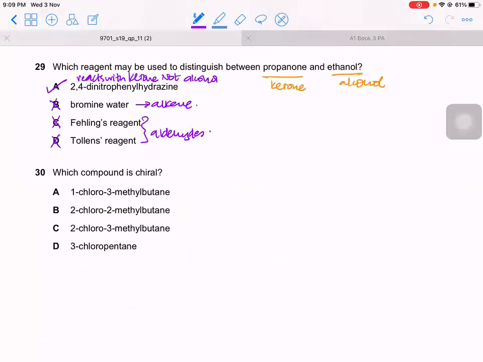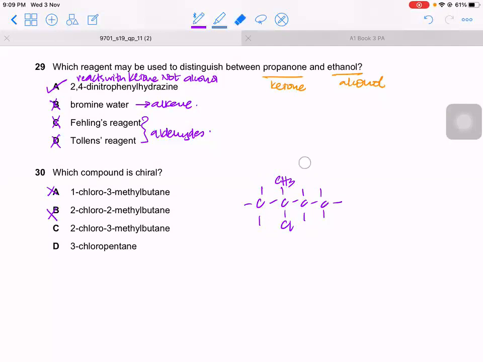Which compound is chiral? Let's see, 1-chloro-3-methyl butane. So you have 3-methyl, 1-chloro, 3-methyl butane. Let's see, is this chiral? Can this be chiral? No, because it has 2 hydrogens. Can this be chiral? No, because it has 2 CH3s. Therefore, this cannot be the answer. 2-chloro-2-methyl butane. So you have 2-chloro-2-methyl butane. This is not chiral. This can't be chiral because it has 2 CH3s. Can't be the answer.